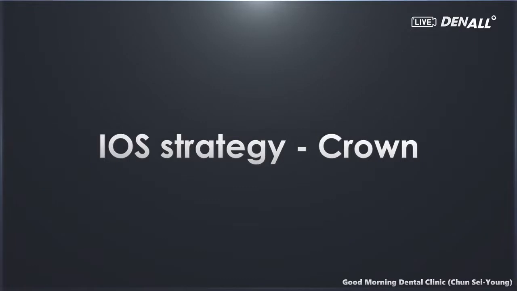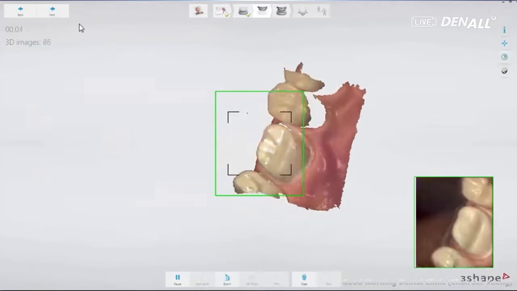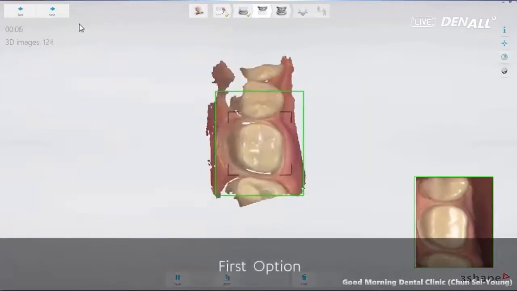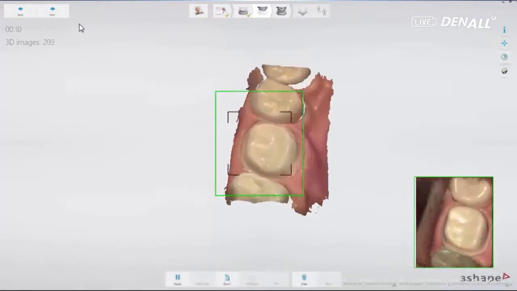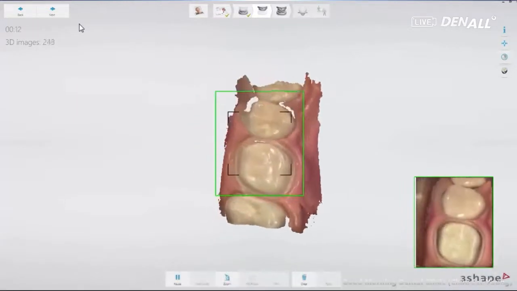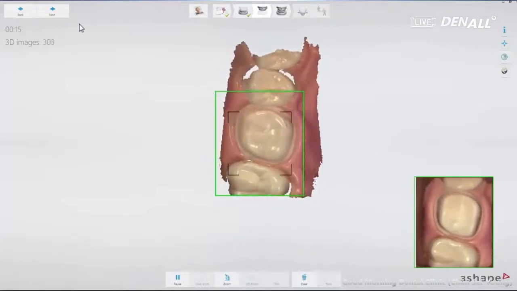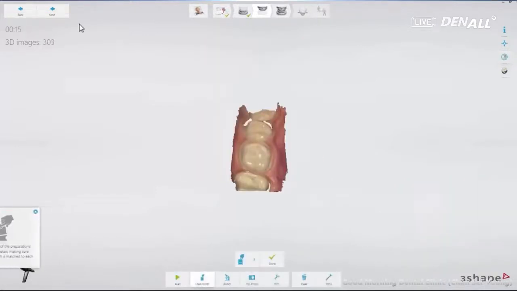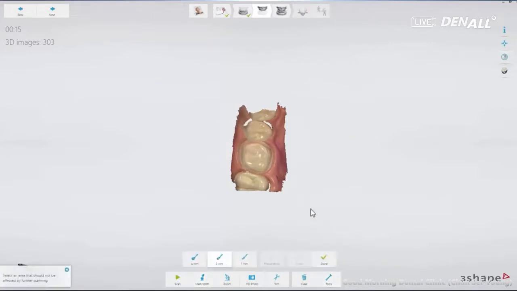Next, crown. Let me talk about the crown scan for prosthesis. There are two scanning methods. The prepped tooth is scanned first, including the margin. Very precise scanning is done for the crown only in the beginning, and the rest of the things, including the adjacent teeth, can be scanned later.